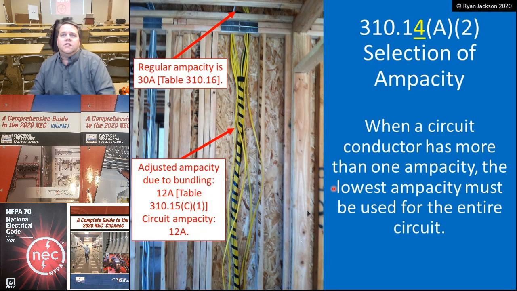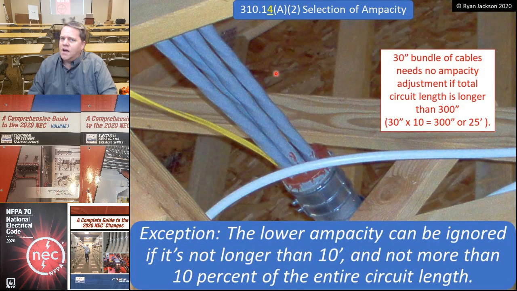If we go back to this example, let's say that these are bundled together for 8 feet. Okay, well, we know that's not longer than 10 feet, and if all of these circuits are at least 80 feet in length, then we could forget about the ampacity adjustment, because it's not more than 10 feet in length and it's not more than 10% of the circuit length. Very nice exception that you can use more often than people think.